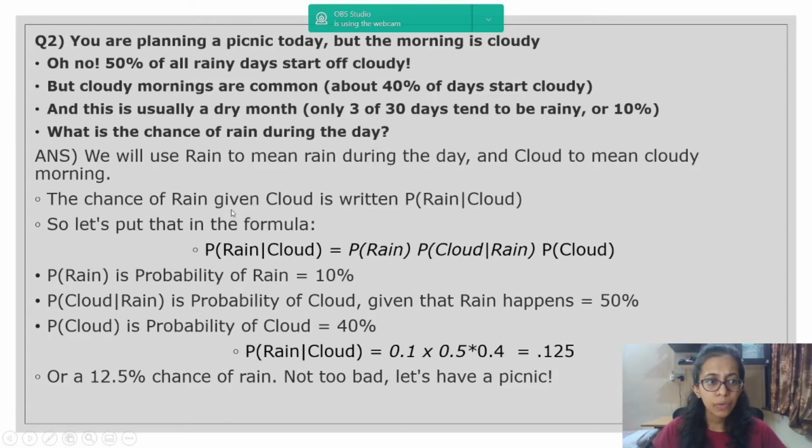Now let's say we use rain to mean rain during the day and cloud to mean cloudy in the morning. The chance of rain given cloud is written as P(rain|cloud). Now let's put that in the formula. We know that the probability of rain is 10%. Probability of cloud given that rain happens is 50%. And probability of cloud is 40%. Now P(rain|cloud) is equal to 0.1 times 0.5 divided by 0.4, which is equal to 0.125. So basically 12.5%. So that is not bad.